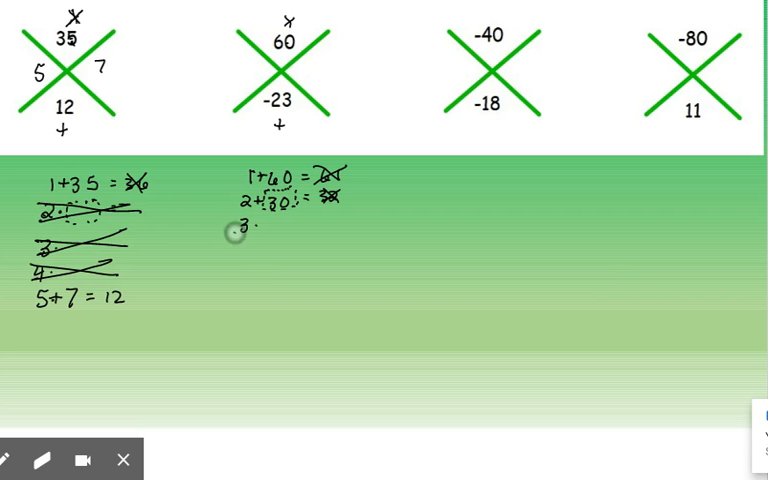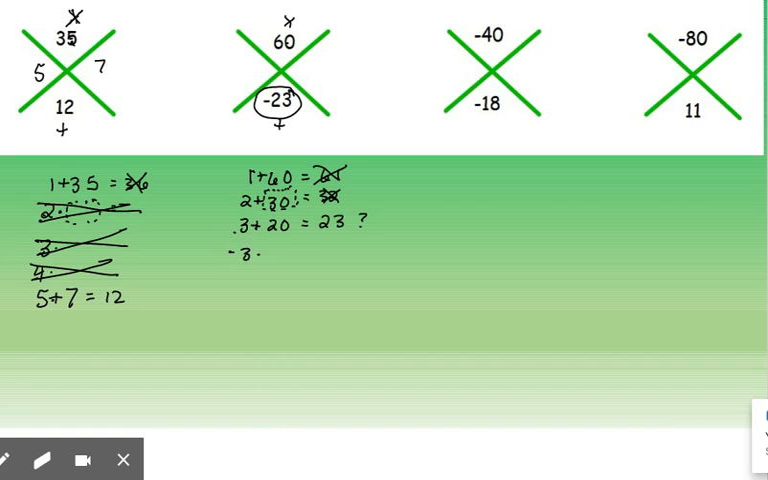60 divided by 3 is 20. If I change this to add, I get 23. But hold on a second. I want negative 23. Okay? So in this situation, I need to remember I can also multiply by using negative times a negative.